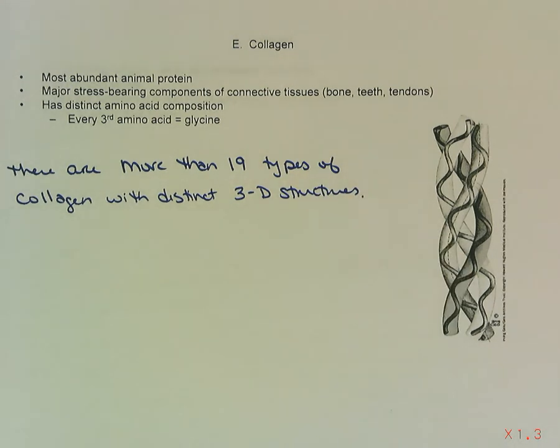There are more than 19 types, depending on how you choose to categorize them. 19, 20-ish. When we get to number 20, it's very similar to some of the other ones. We're going to say more than 19 types of collagen, and they all have distinct 3D structures. But in general, they all form a rope-like fibrous form.